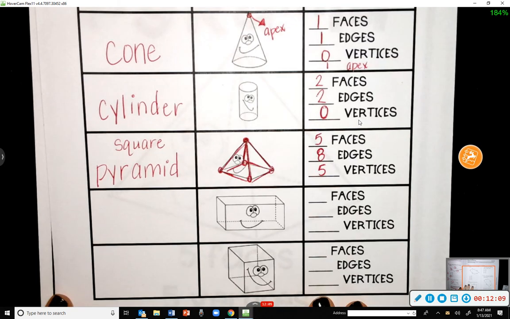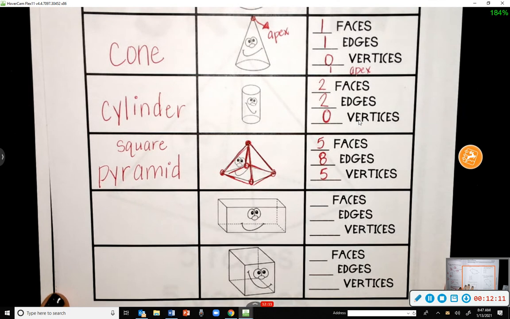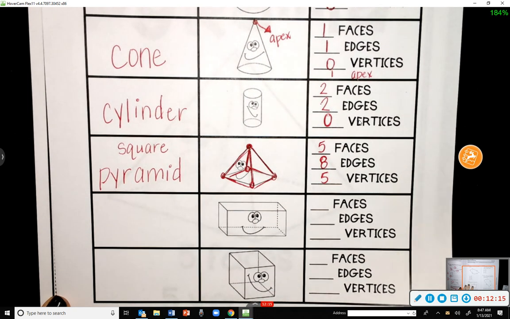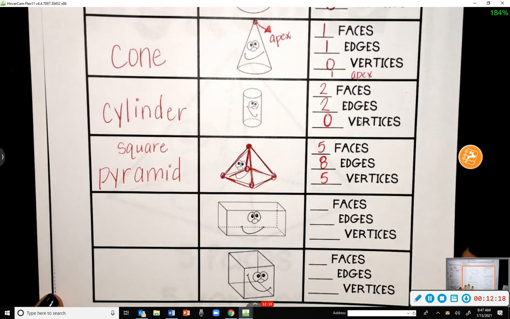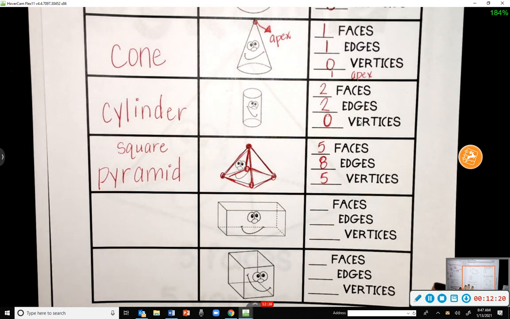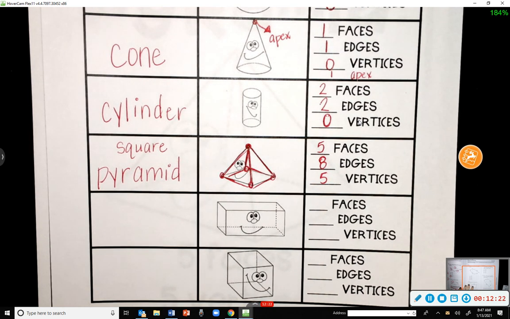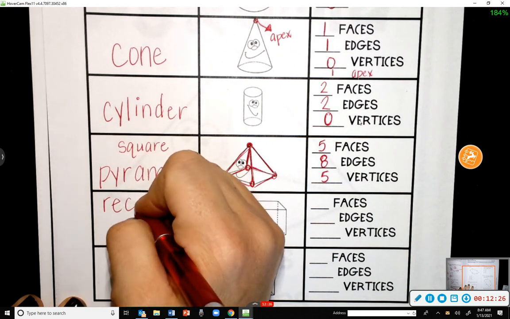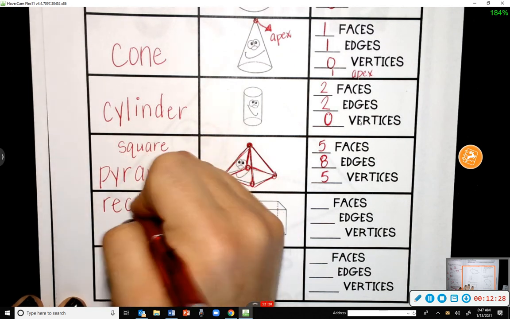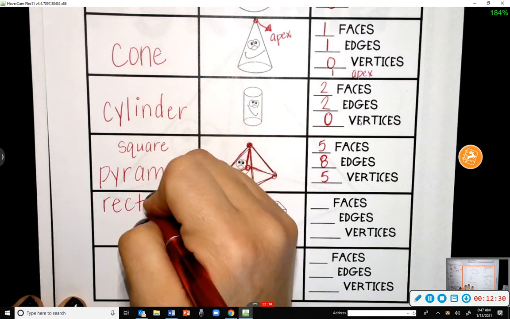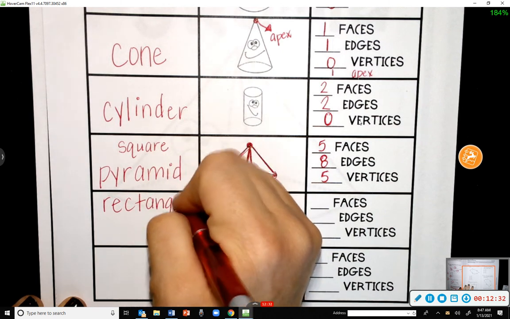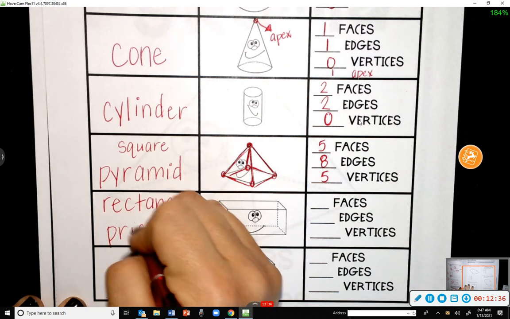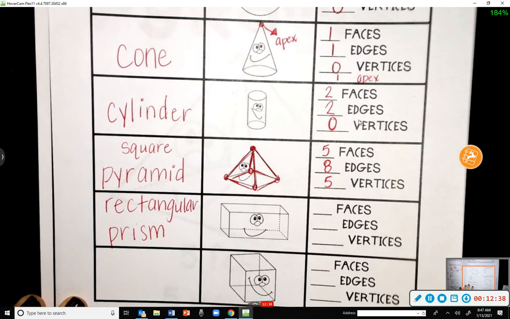Okay, what is the next shape called? Y'all remember? A rectangular prism. Good, it's like a tissue box. So if you see a tissue box, most of them are going to be shaped like a rectangular prism. They could be shaped as a square. That's why I said most of them, not all of them. Rectangular prism. Okay.